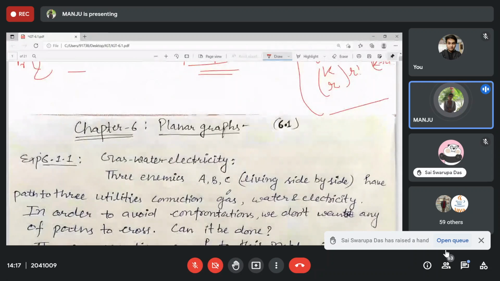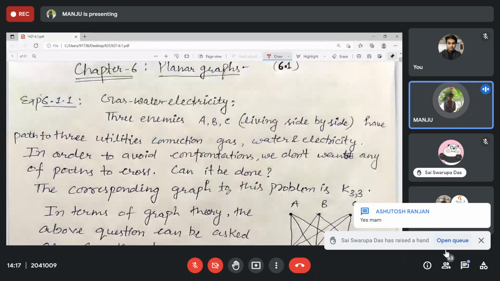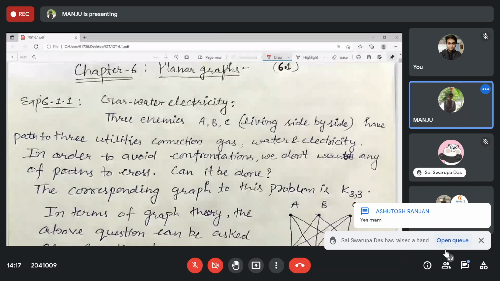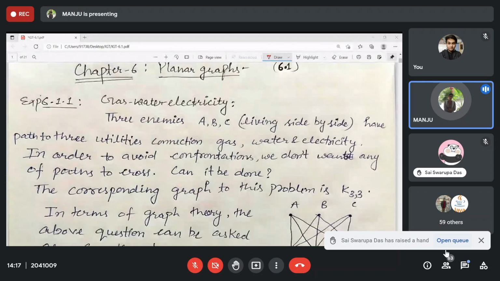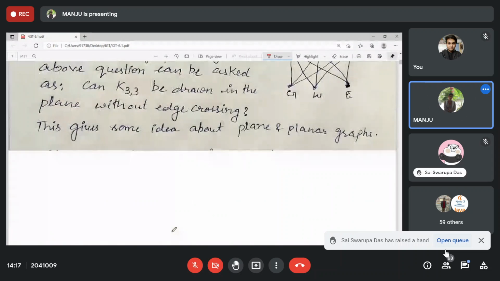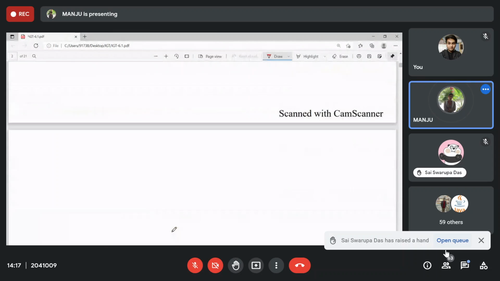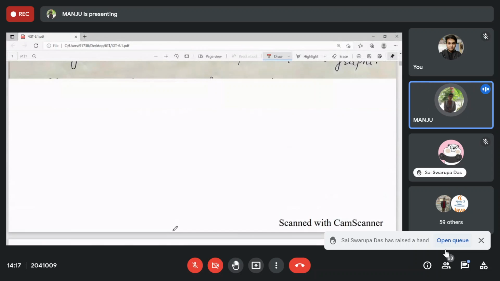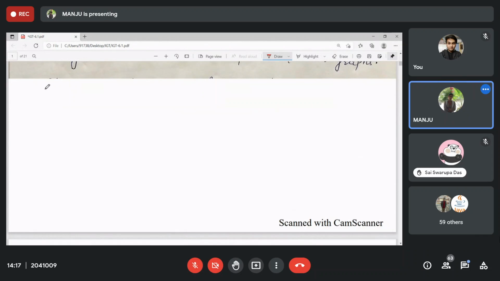Now it's time for sixth chapter revision. It's planar graph. So what we have discussed in planar, let's revise over here only the whole chapter. What we have discussed in planar graph.